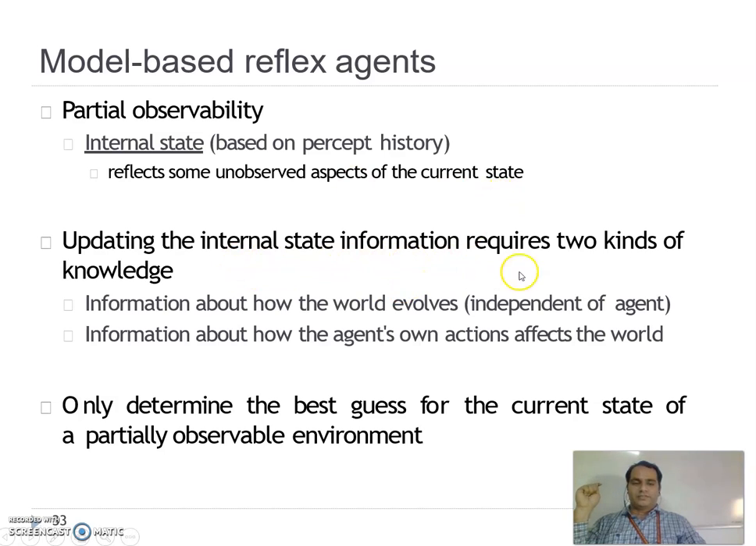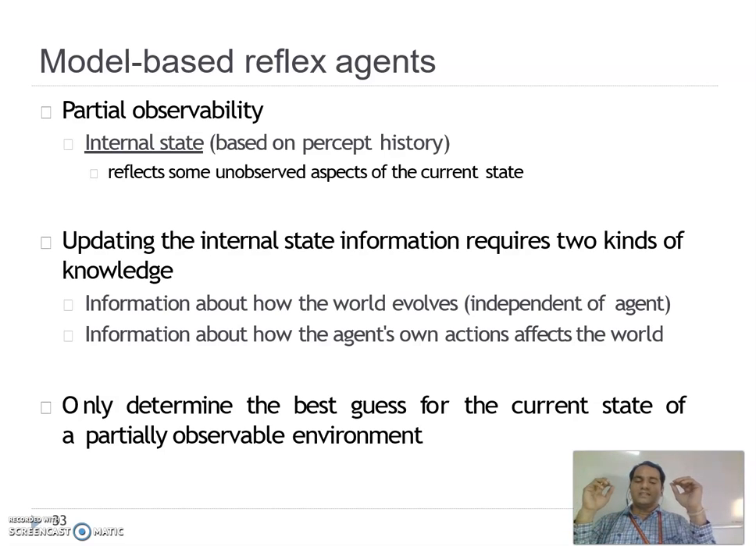Updating the internal state information requires two kinds of knowledge. Knowledge about how the world evolves, so it is independent of the agent. The world evolves by the action. And information about how the agent's own actions affect the world, so how the environment changes if the agent performs a particular action.